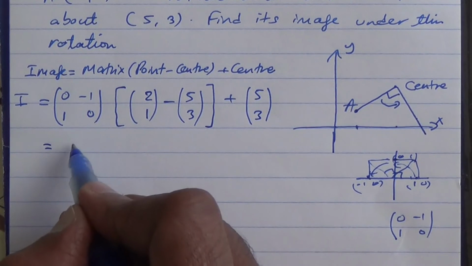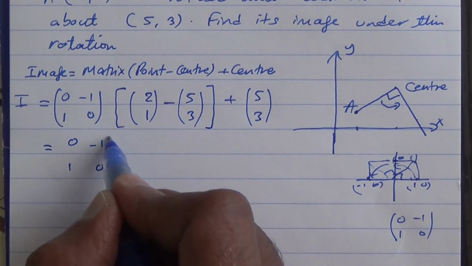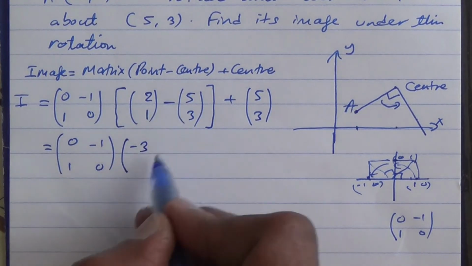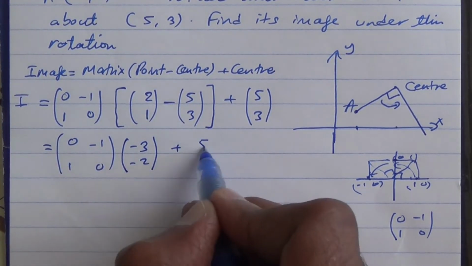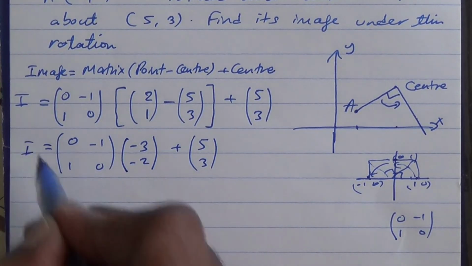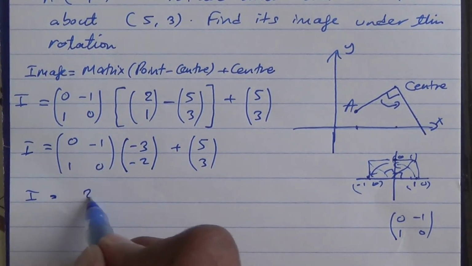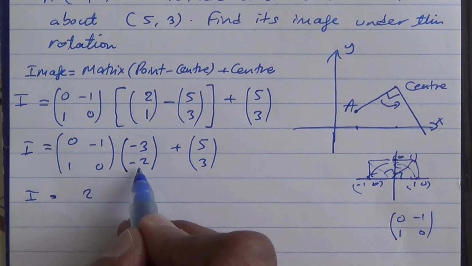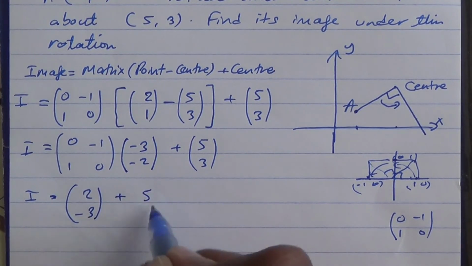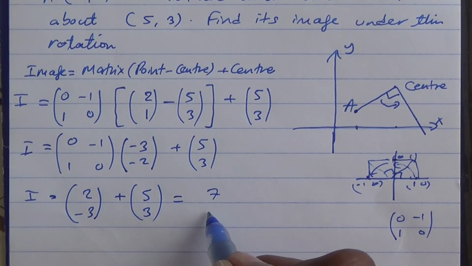So let's read part by part, bit by bit. Minus 1, 0, times point minus center, 2 minus 5 is minus 3, 1 minus 3 is minus 2. Then you are going to add the center later on, after you've performed the multiplication, following the order of BODMAS. 0 times minus 3 is 0, minus 1 times minus 2 is 2, 1 times minus 3 is minus 3, 0 times minus 2 is 0, 0 plus minus 3 is minus 3. Finally, you add 5 and 3, and the final image is going to be equal to 7 and then 0.